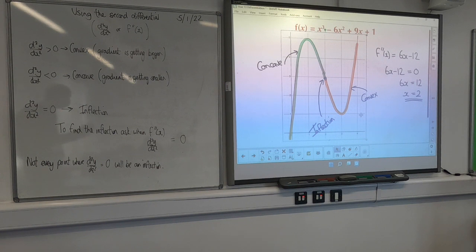How, therefore, do we find whether it is an inflection or not? Well, we have to look either side of the point just to check.